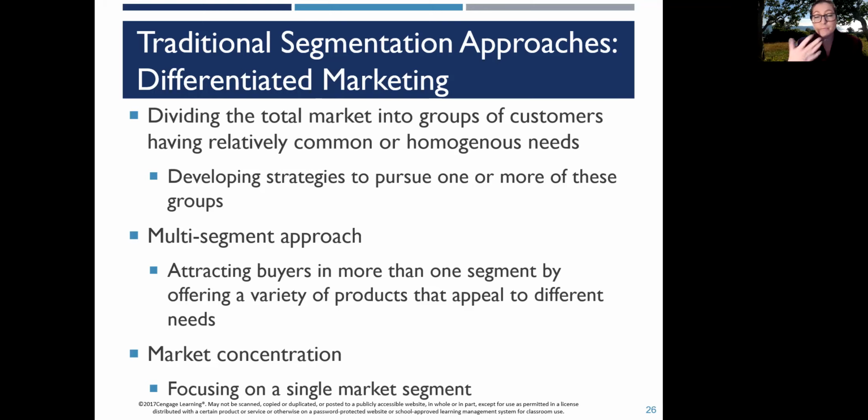So the example I'm using of Ford in the contemporary marketplace, where Ford designs specific products to meet the needs of specific segments, is a multi-segment approach. So they offer a variety of products that appeal to various specific segments. All right. Whereas a market concentration approach is where the organization is focusing on one single market segment.